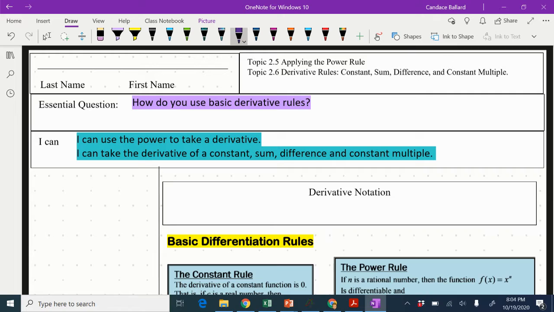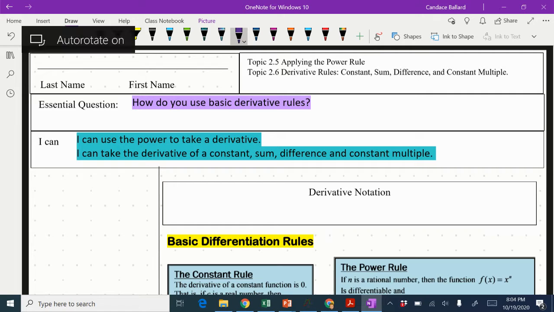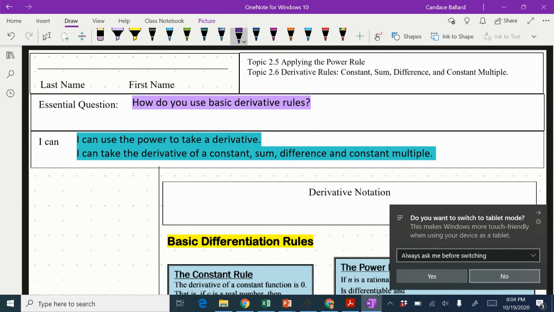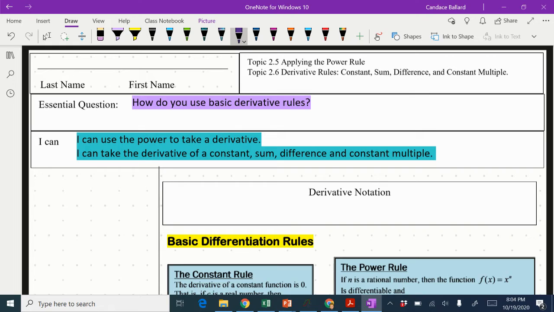And your I can statements are: I can use the power rule to take a derivative, and I can use the derivative of a constant. I can take the derivative of a constant, sum, difference, and constant multiple. So the past few lessons, we've been taking derivatives with the limiting process. However, we can actually do them another way. There's a shortcut method. So we're going to learn the shortcut method today. But before that, we're going to get into the notation.